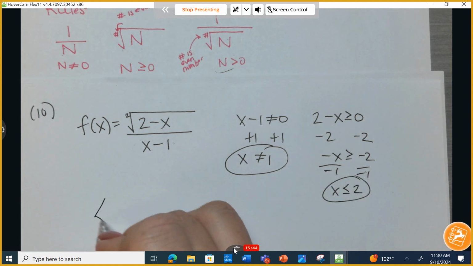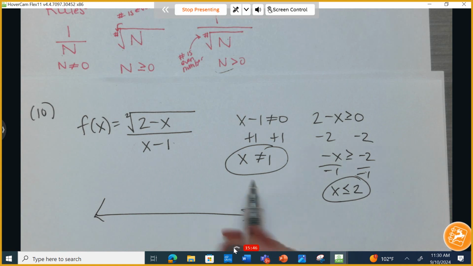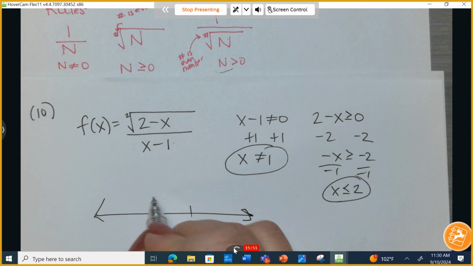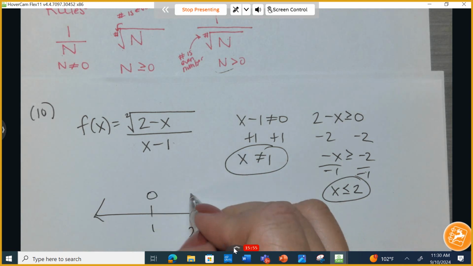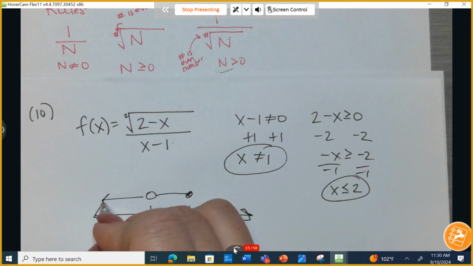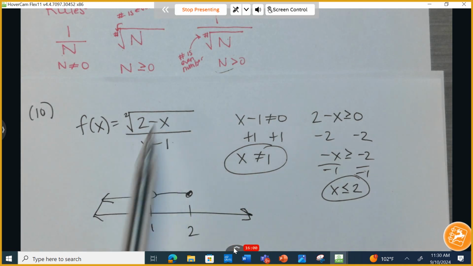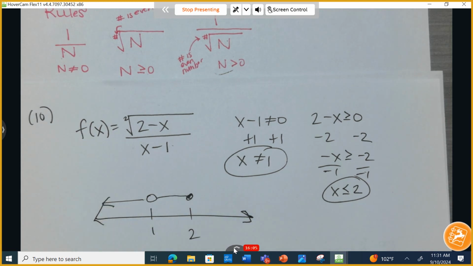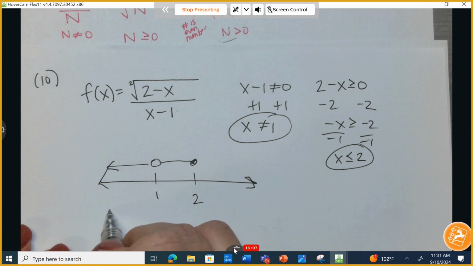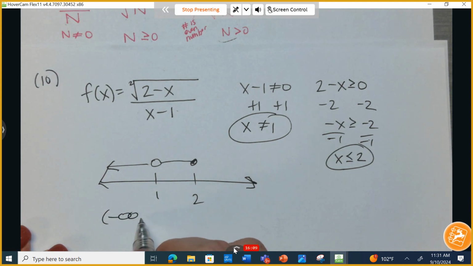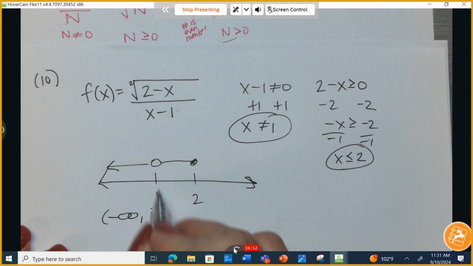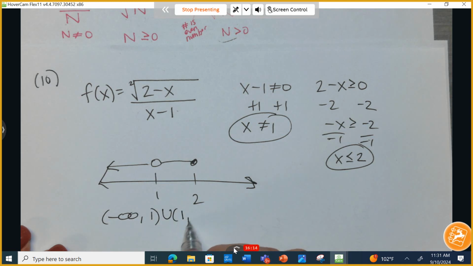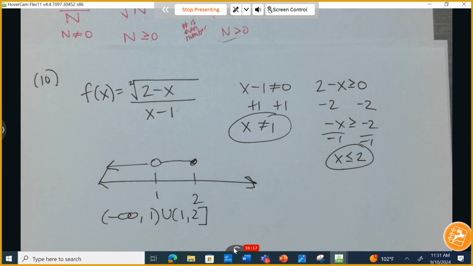All right, let's go ahead and graph this. So I'm going to find right now, here is 1, and here is 2. We cannot consider 1 as part of the domain, but I am going to include 2 and anything to the left of it. That means if I plug in 2, I'll get an output. If I plug in 1.5, I'll get an output. If I plug in 0.5 or 0 or negative 1, I would get an output. How do I represent it? In interval notation, negative infinity all the way up to 1, we don't include it, and 1 all the way to 2, but we have to include the 2.